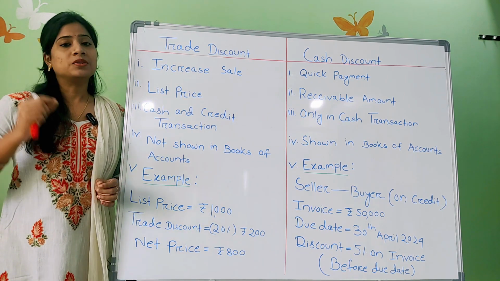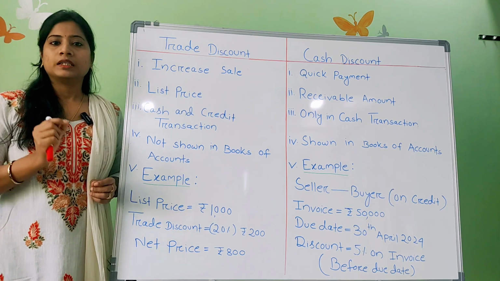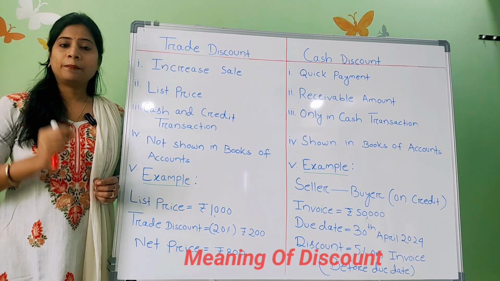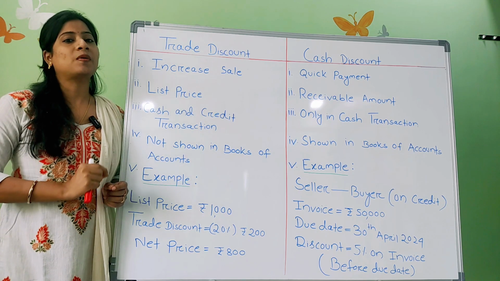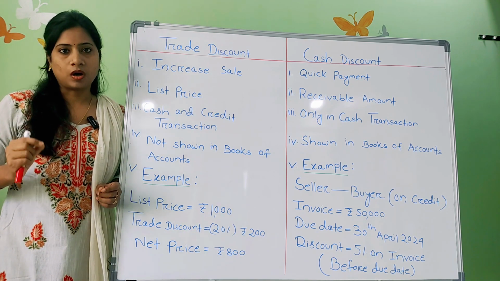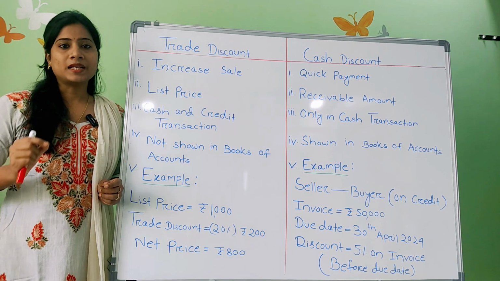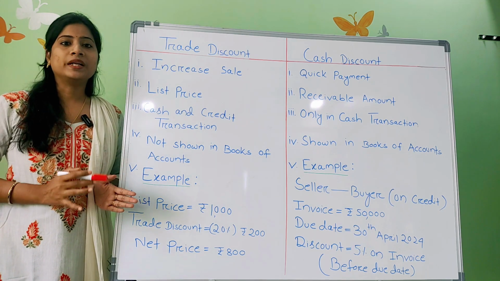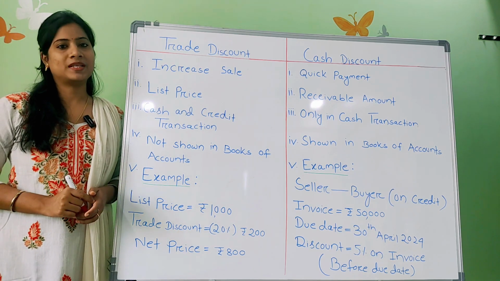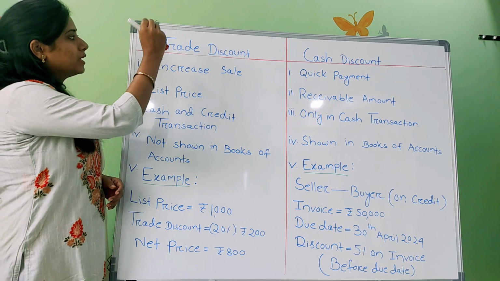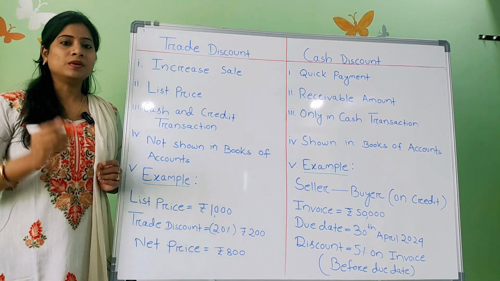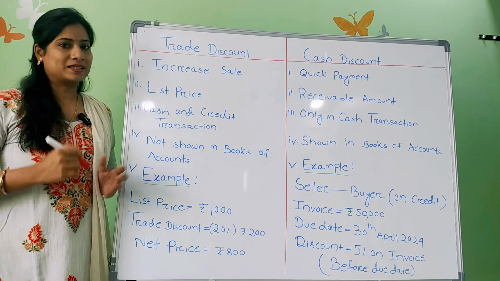See, first you should know what is discount. Discount means reduction in selling price. When you are paying an amount which is less than the selling price, this is called discount, rebate, or we can say concession. Okay, in accounting there are mainly two types of discount. First one is trade discount and second one is cash discount. So let's see what is trade discount.